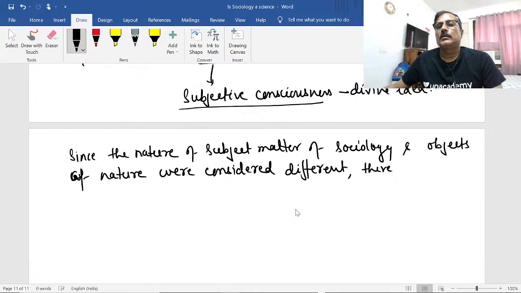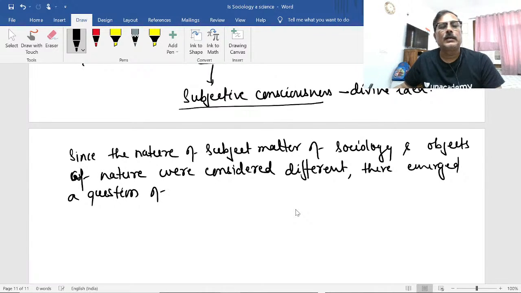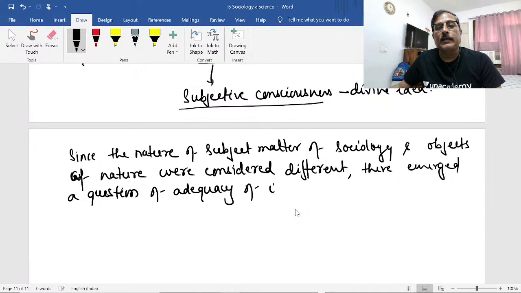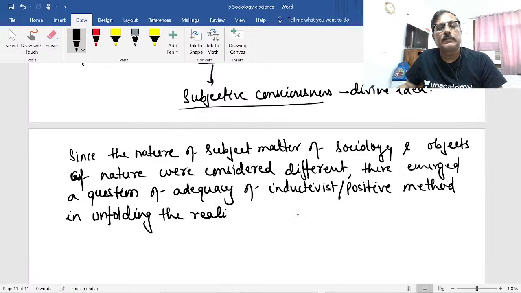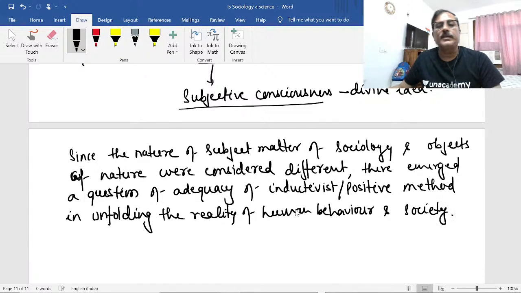there emerged a question of the adequacy of the inductivist positive method in unfolding the reality of human behavior and society, right?